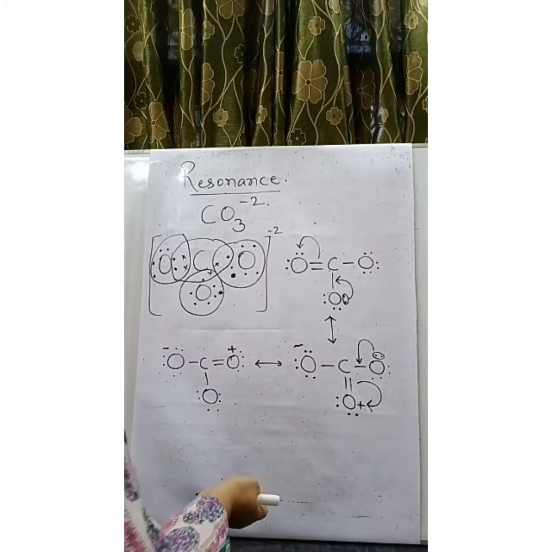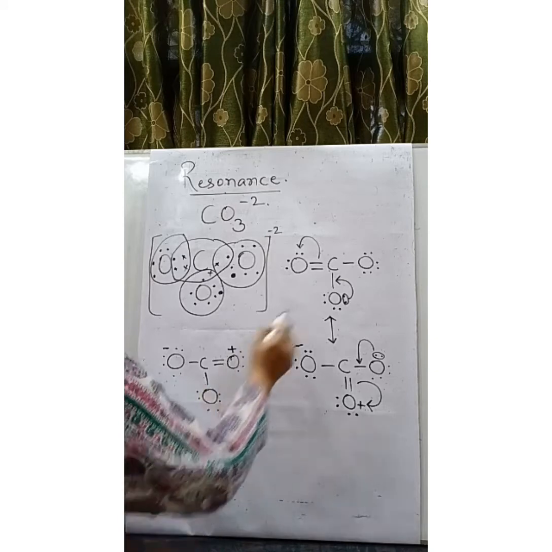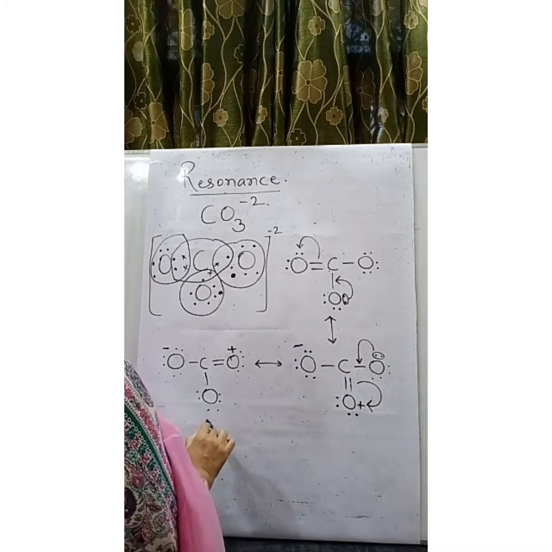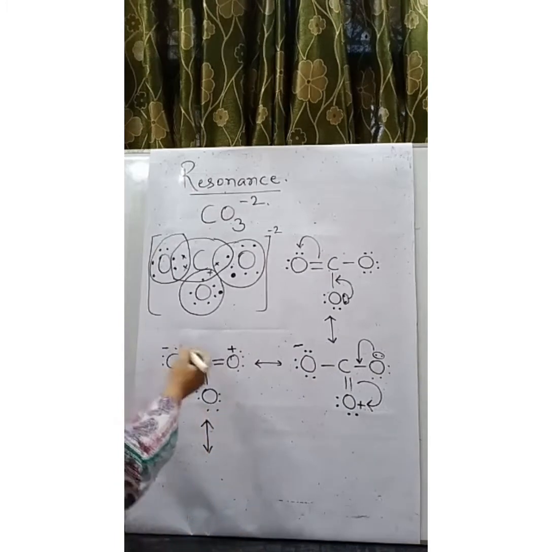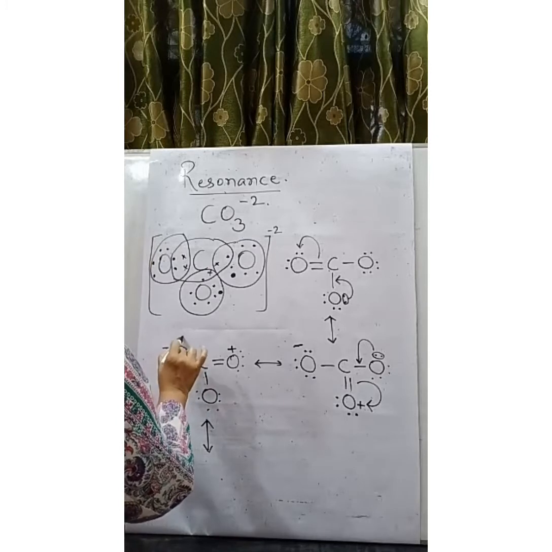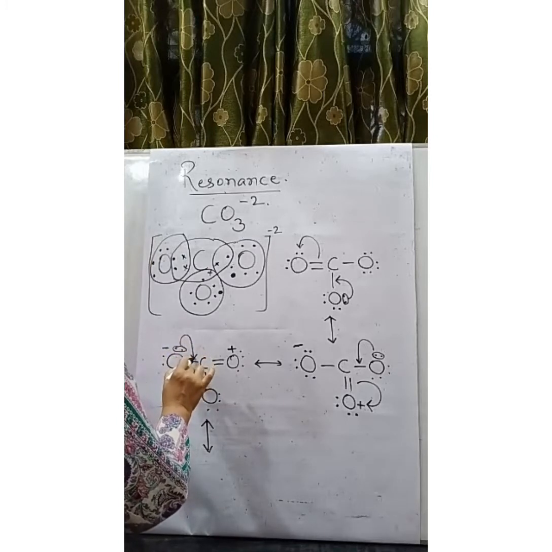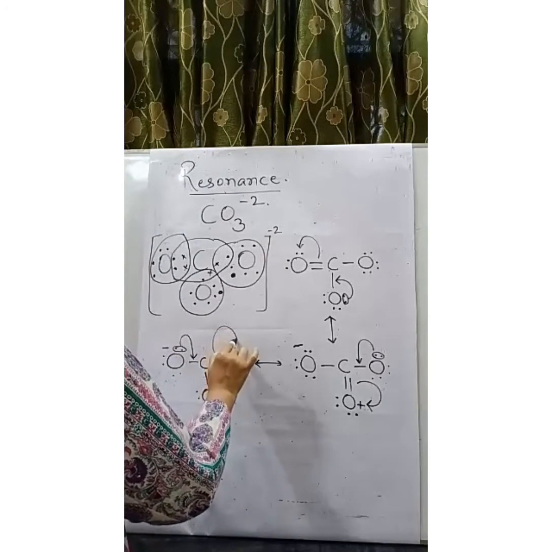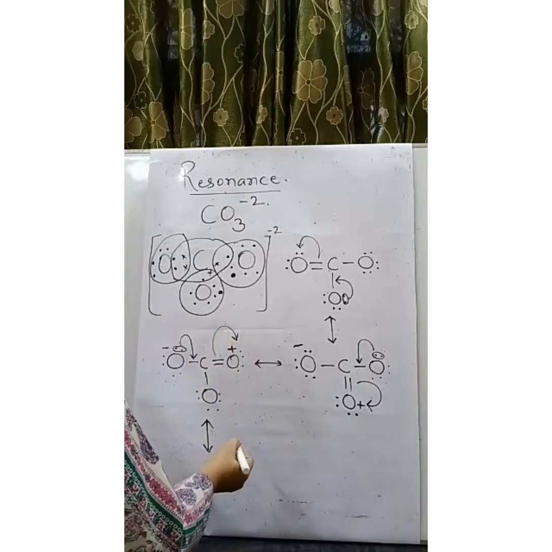Now again we can start. From wherever you start, you have to reach there. So again a double-headed arrow, and then the lone pair from here can go on to form a double bond here, and here the double bond can break to go and form a lone pair.